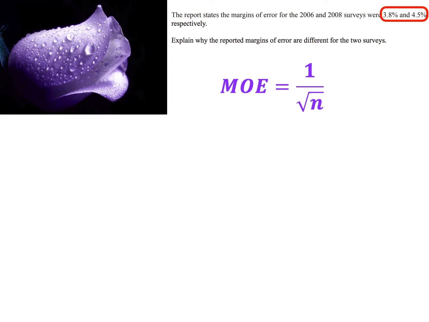Equally, if you look at the formula, 1 divided by the square root of n, as the number on the bottom of a fraction gets bigger, the fraction itself gets smaller. Think about, for example, 1 over 2, 1 over 3, 1 over 4, 1 over 5. As the number on the bottom gets bigger, the fraction itself is getting smaller. So the smaller the margin of error, the bigger the number on the bottom.